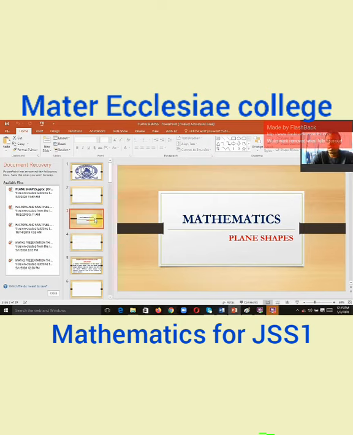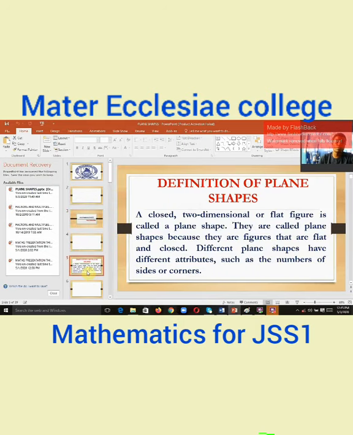So today we'll be looking at plane shapes, definition of plane shapes, examples of plane shapes, attributes or properties of plane shapes. So let's start with the definition of plane shapes. What are plane shapes? Now the word plane means flat. So when you hear the word plane, don't have a jet-like structure in your head. Don't see it as an aeroplane. No, it's not. Plane here means a shape with a flat surface.